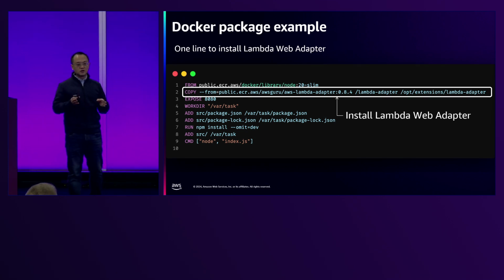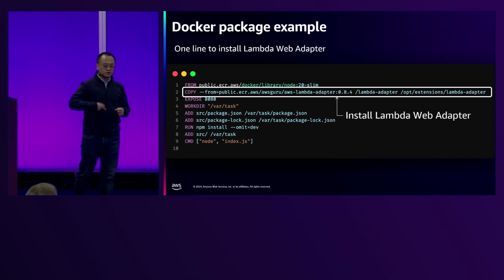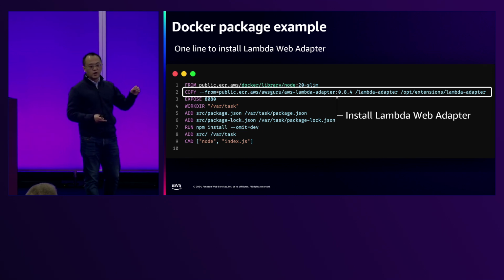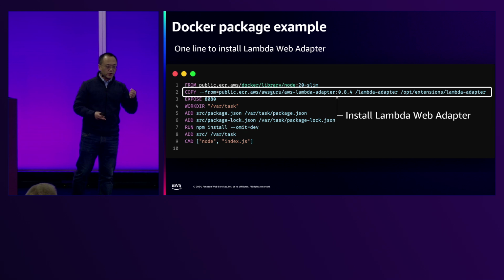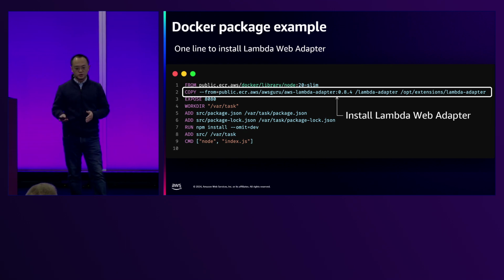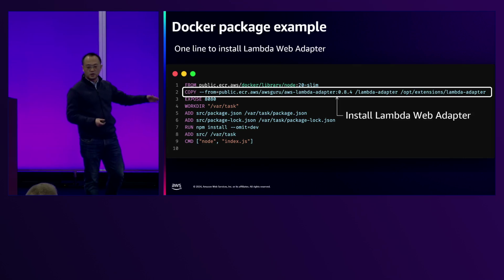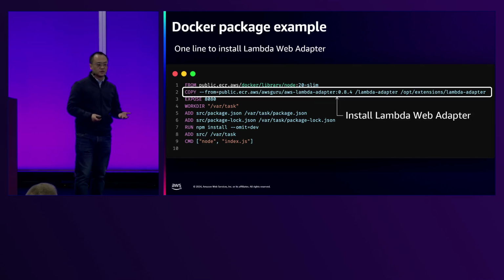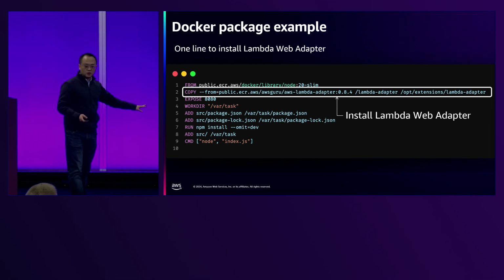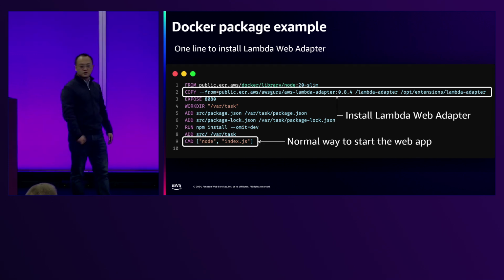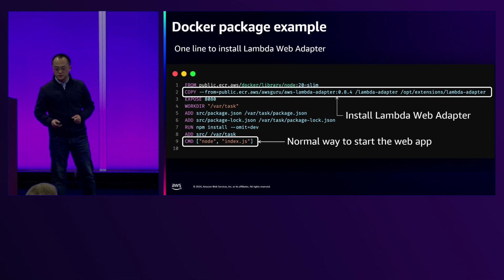This directory is kind of magic or special for Lambda functions. When Lambda starts up your execution environment, it will look under that directory for any executables. It will regard those executables as Lambda extensions. Then it will automatically start them. That's how Lambda Web Adapter gets started by the Lambda service. The rest of it is just normal, simple Express.js packaging. And you use the normal way to start up your Express.js application.